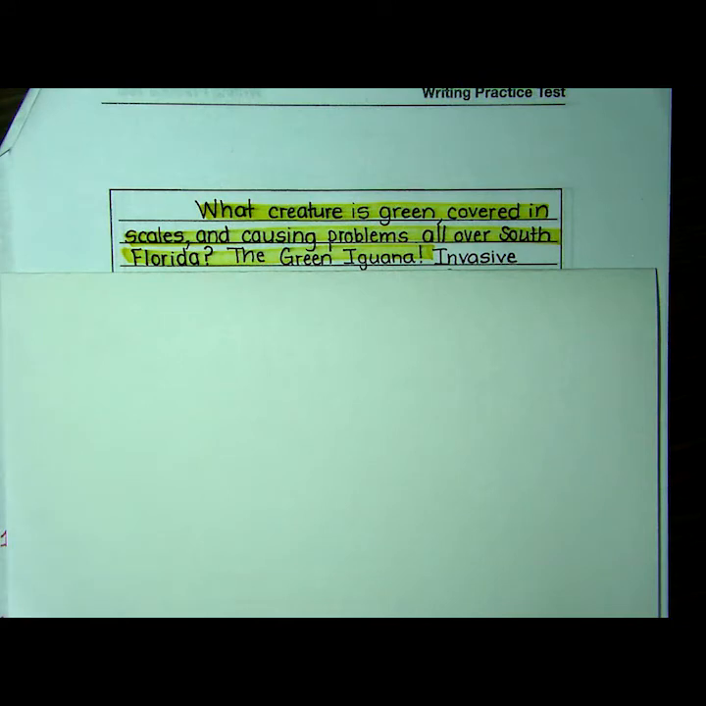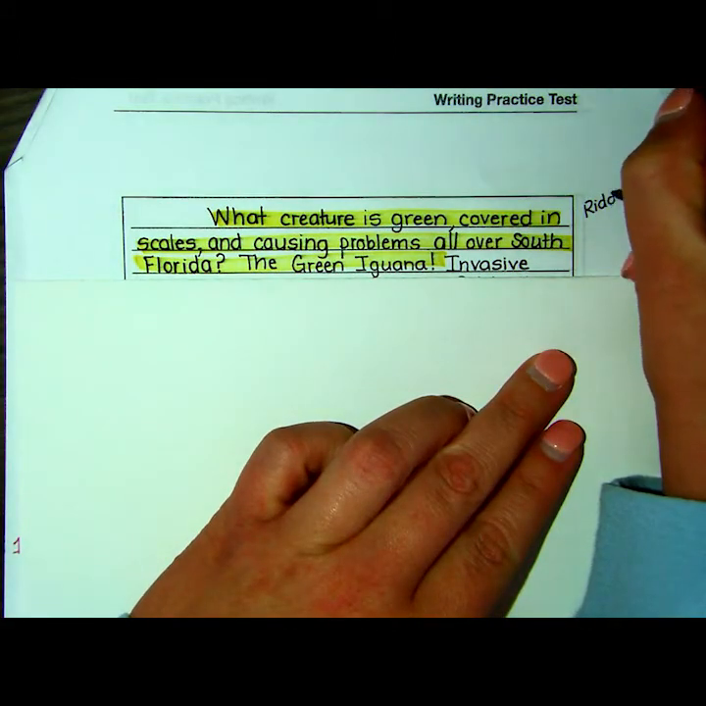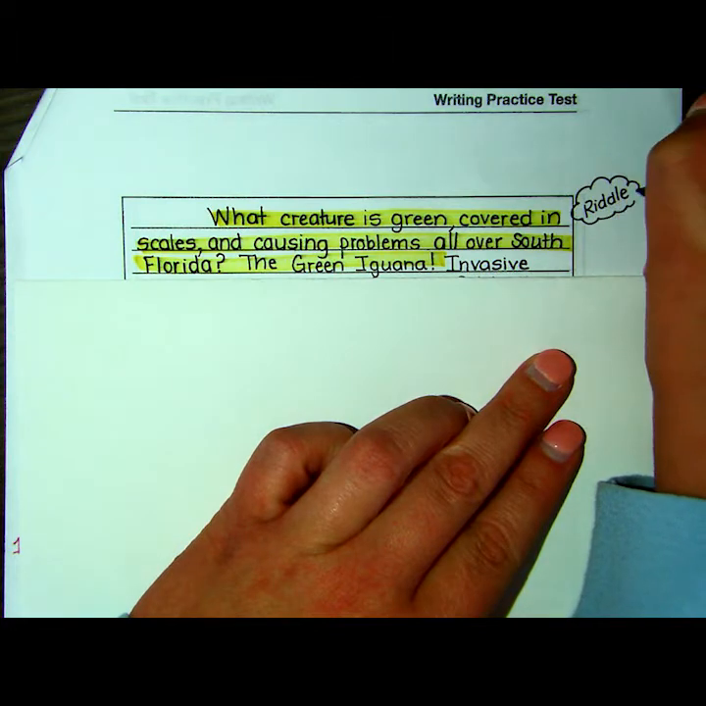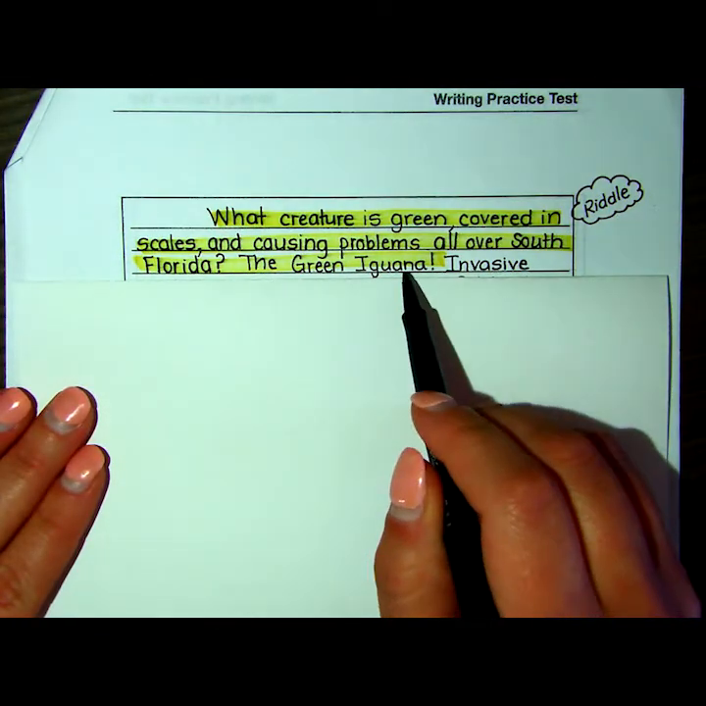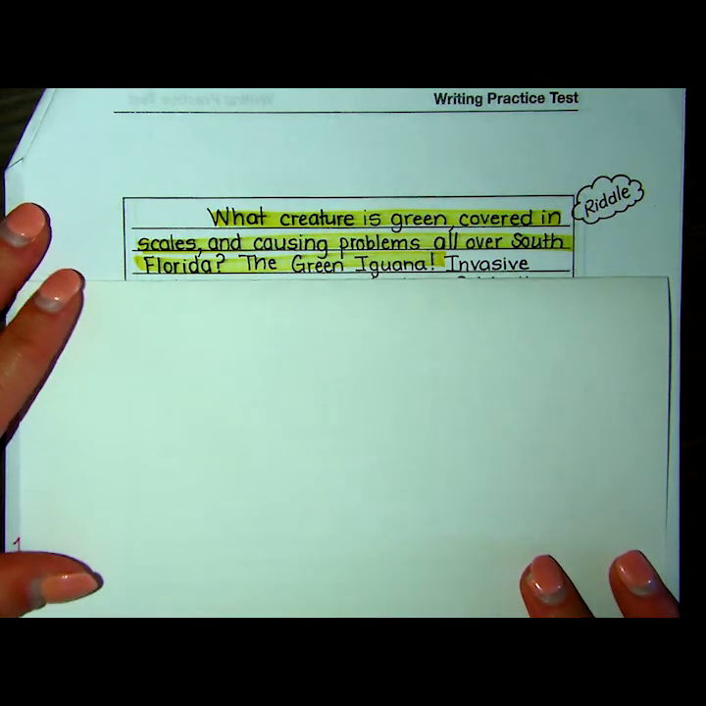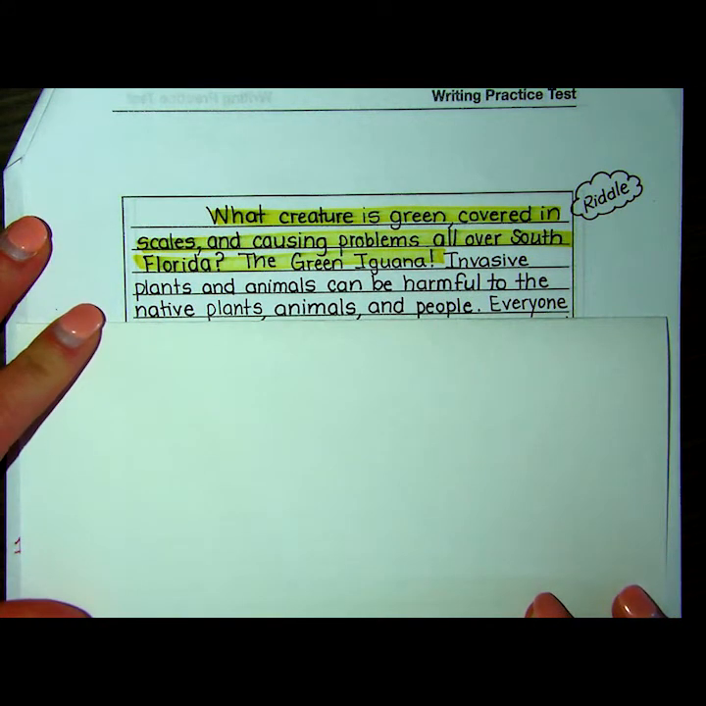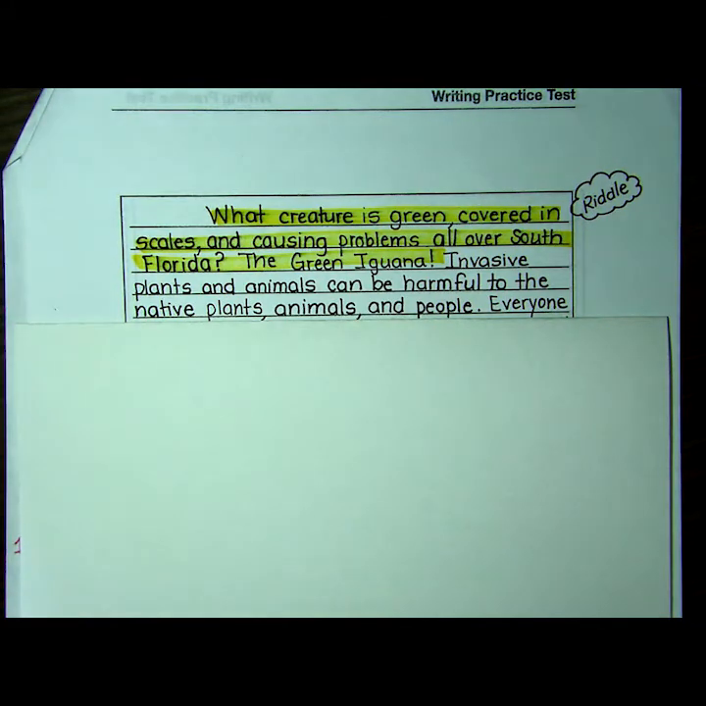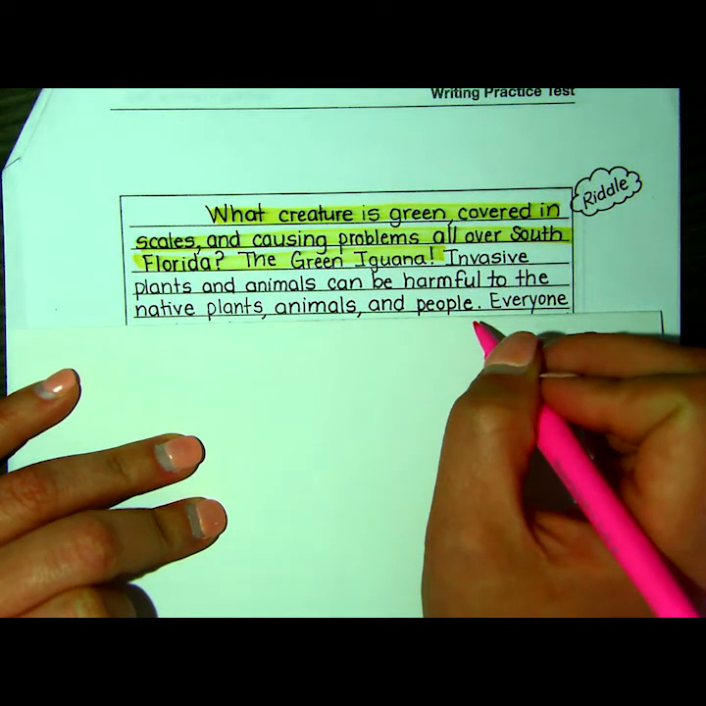You might say it's a question, but it is actually a riddle. You got it. I'm requiring my reader to think about the creature I'm describing before I answer that question and tell them the answer. All right, let's continue. Invasive plants and animals can be harmful to the native plants and animals and people. That is sentence number 2. That's where I go on and I mention my task, and I mention my 3 big ideas.